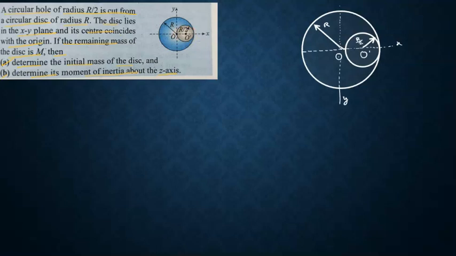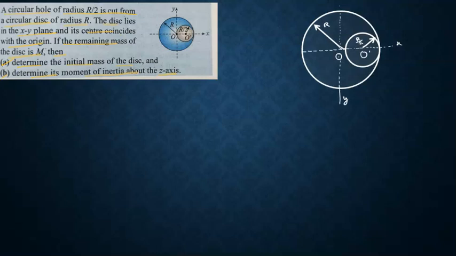So basically, what is given here is that there was a disk. We have to find the initial mass. There is a disk, and a small disk of radius r by 2 was cut from that disk. And we have to find what was the initial mass of the disk, and we also have to find the moment of inertia of this system about z-axis.